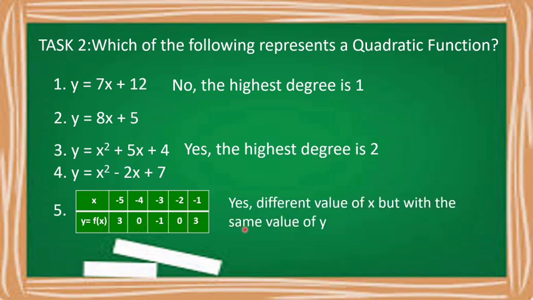Yan ay quadratic. Bakit? Different value of x, but with the same value of y. Ibig sabihin, meron siyang kaparehas na value ng y. Okay? Makikita natin. X ay negative 4, y is 0. If x is negative 2, y is 0. If x is negative 1, y is 3. If x is negative 5, y is 3. Yan kung hindi nyo siya igagraph. Pero kung yan ay igagraph nyo, kitang-kita nyo na yan ay quadratic.